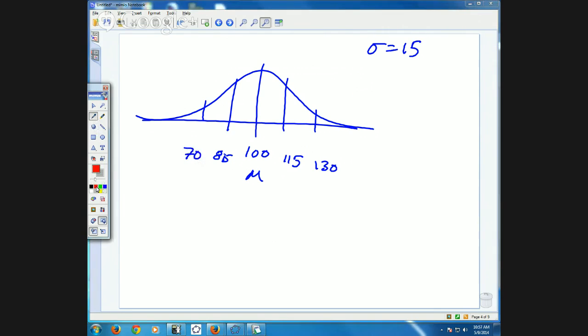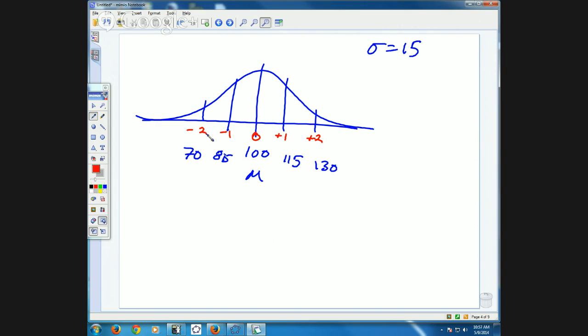Wouldn't it also be accurate to say that the mean is in the middle, 0? There's 115 is 1 standard deviation to the right. 130 is 2 standard deviations to the right. So the z-score for 130 is what? 2. It is exactly 2. Okay. What's the z-score for 85? -1. It's 1 to the left. And what's the z-score for 70? -2.